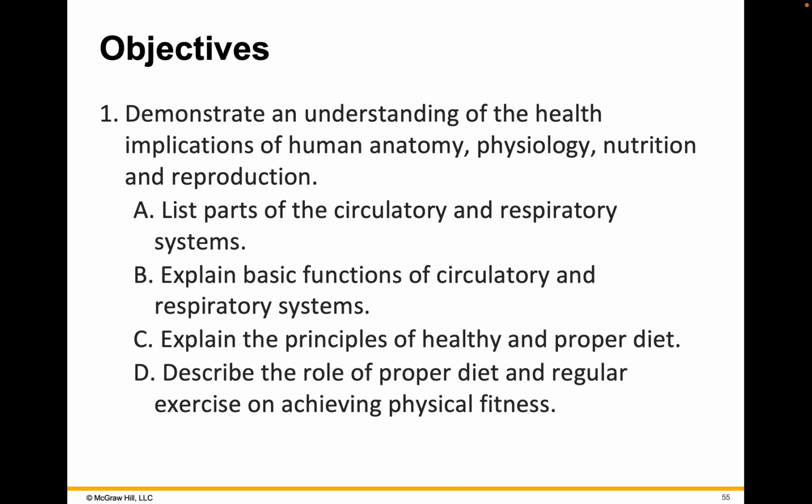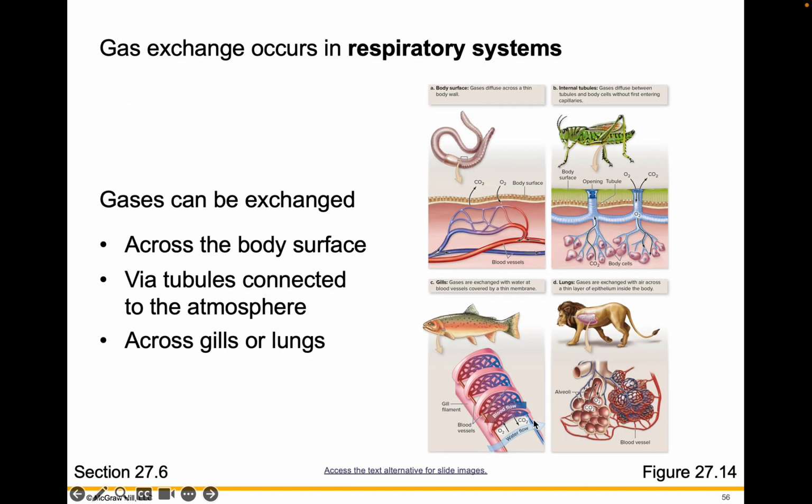Our objectives for this lecture are to demonstrate an understanding of the health implications of human anatomy, physiology, nutrition, and we won't cover reproduction in this one. We're going to be able to list the parts of the respiratory system, explain the basic function of the respiratory system, explain the basic principles of a healthy and proper diet, and describe the role of diet and exercise on achieving physical fitness. So gas exchange occurs in respiratory systems.